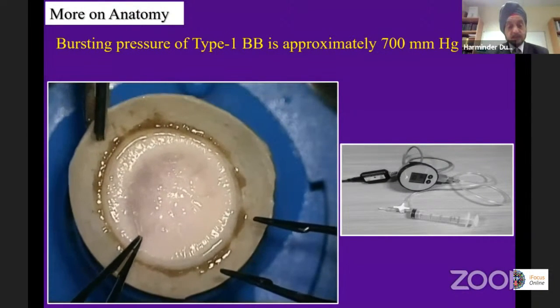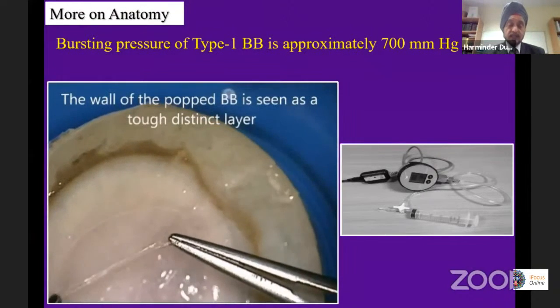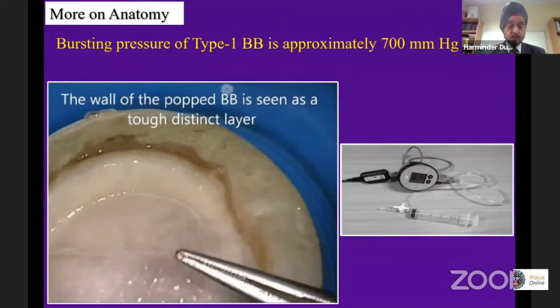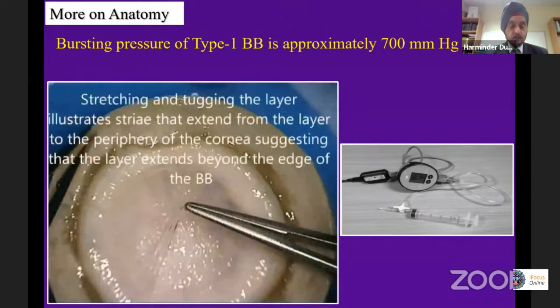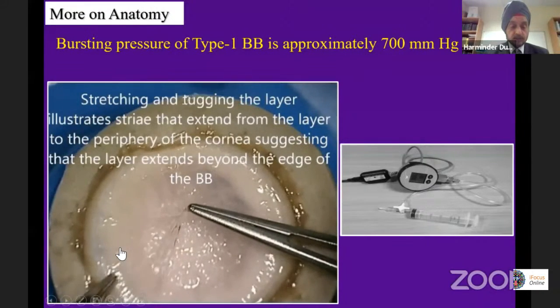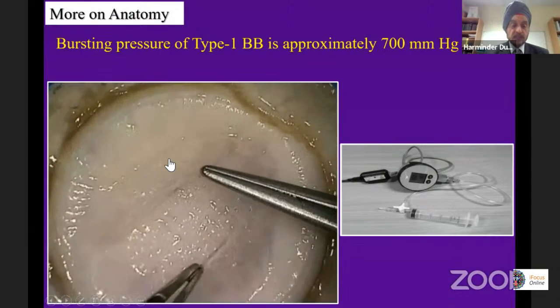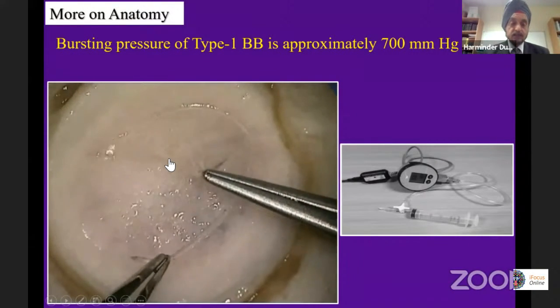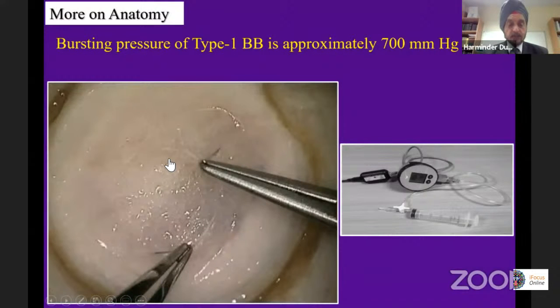You take the Descemet membrane off, and now you can see what this layer actually looks like in the living state, in the eye bank eye. It's very resilient. And when you pull it, you can see the stria going all the way to the periphery. So although the bubble stops there, the layer doesn't stop. The layer goes all the way. It's translucent, it's strong, and it's elastic. So that is a part of the anatomy or anatomical knowledge.